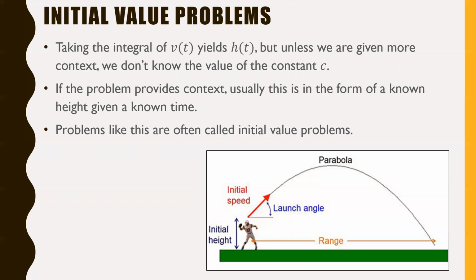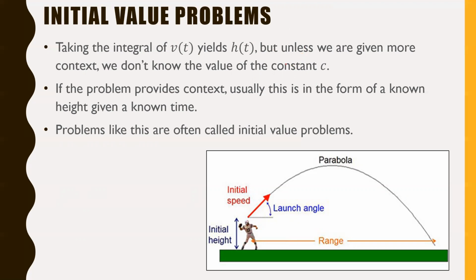Now, this leads us into initial value problems. So taking the integral of your velocity yields your height. But unless we are given more context here, we don't know the value of the constant c, right? Because if you took the integral of v of t, you're going to get some function for h of t plus c. And that plus c is kind of useless, right? Now, if the problem provides us some context, usually this is in the form of a known height given a known time.